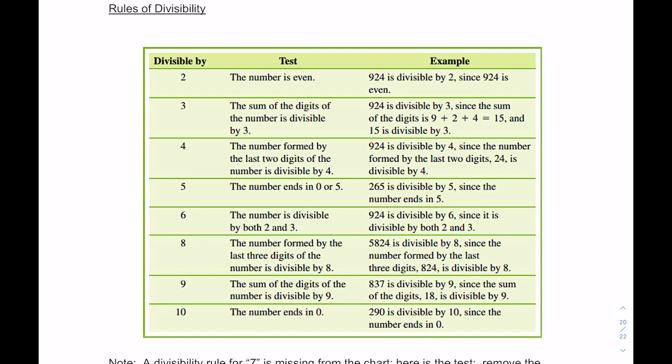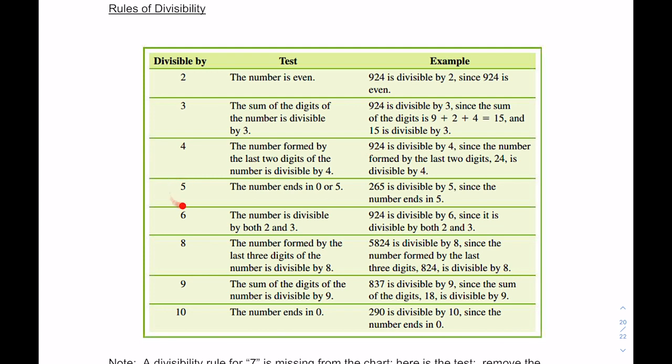A number is divisible by 3 if the sum of the digits of the number is divisible by 3. So if you take the number 924 and add each of the digits, 9 plus 2 plus 4, it gives you 15. 15 is divisible by 3, so that means the number 924 is divisible by 3. A number is divisible by 4 if the last 2 digits of the number are divisible by 4. If you look at just the 24, 4 can go into 24, right, 6 times. That means 924 is divisible by 4.